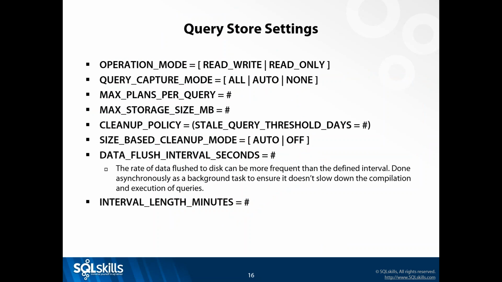Now, when you set up query store, there's a few settings that are important to understand. The first is turning it on, right, our operation mode. The second is related to what queries we capture. Do we capture all of them, or do we filter out the ones that are considered insignificant? You can specify how many plans you keep per query. The default is 200, and heaven help you if you've got more than 200 different plans for a query. I have yet to see a case where I've needed to up that number.